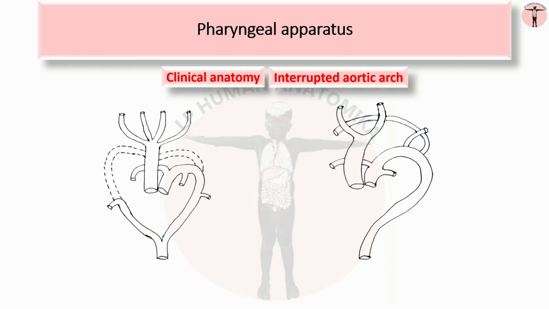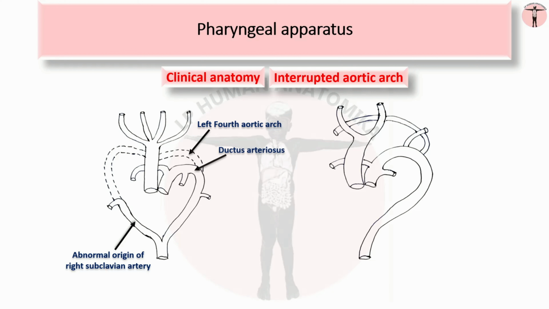An interrupted aortic arch is caused by the obliteration of the 4th aortic arch on the left side. On the right side, the 4th aortic arch normally obliterates. It is frequently combined with an abnormal origin of the right subclavian artery. The ductus arteriosus remains open. Since there is obliteration of the left 4th aortic arch, there is no formation of the usual arch of the aorta, and the blood supply takes alternate routes.